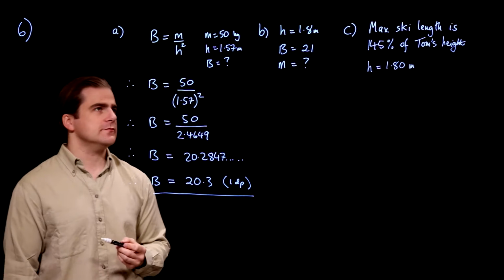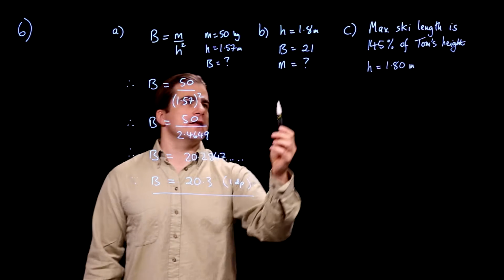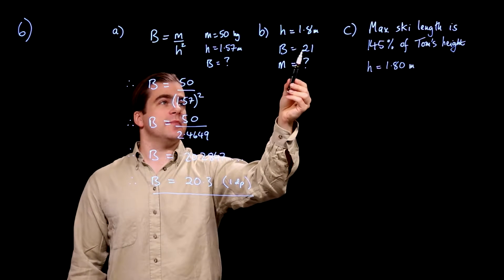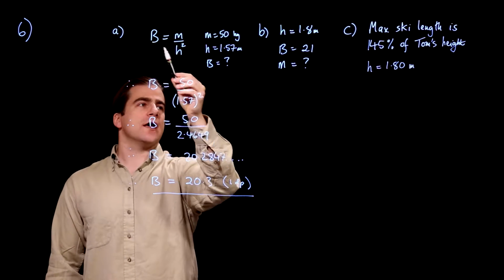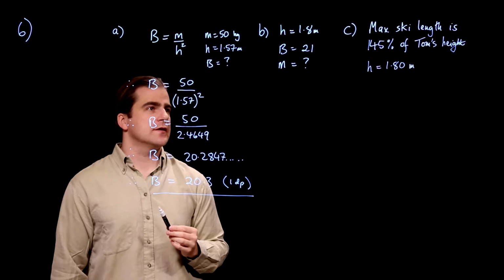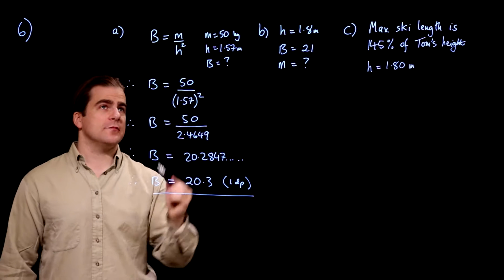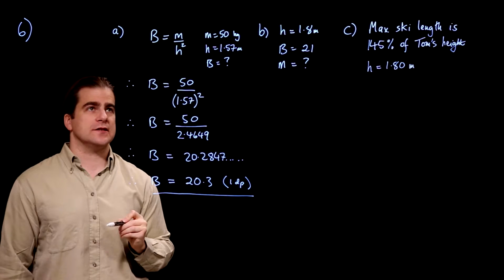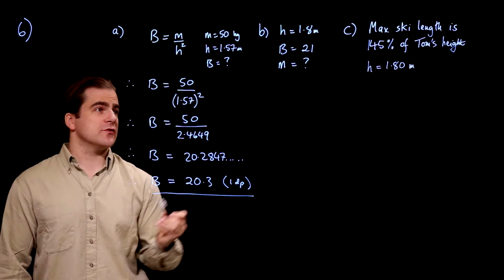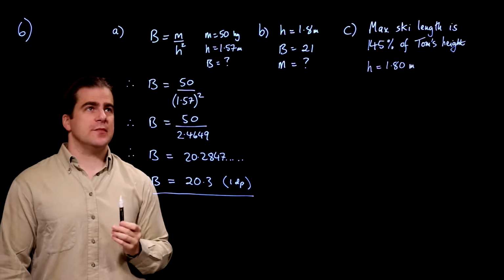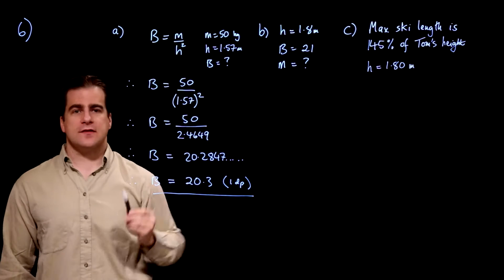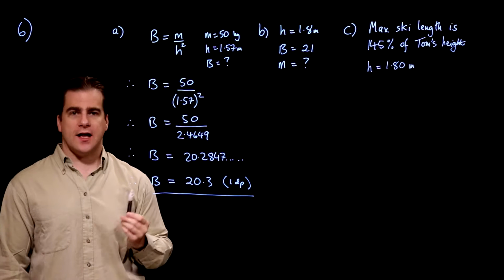Okay, part B. Right, this time they've told us h and b, and we have to work out m. So don't dive straight in and put the numbers into the equation as it stands, because we have to find m, which means we need to make m the subject of the equation first using algebra.